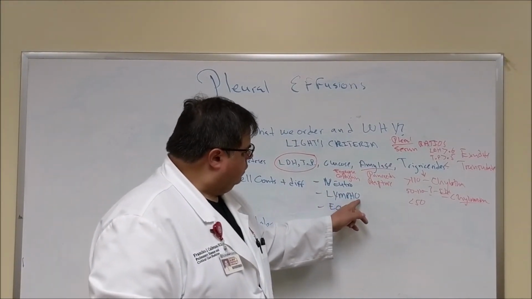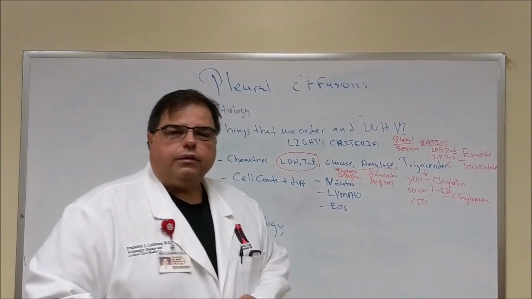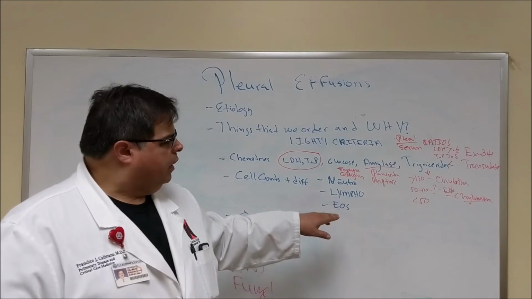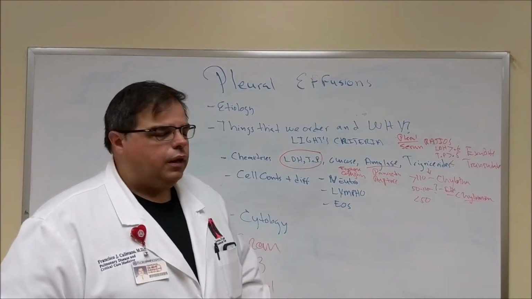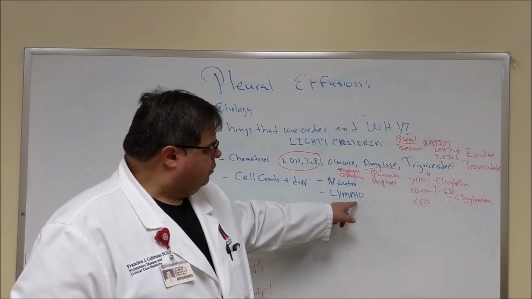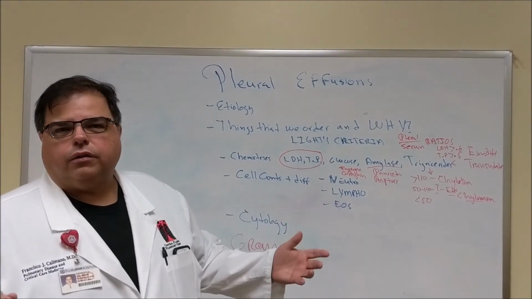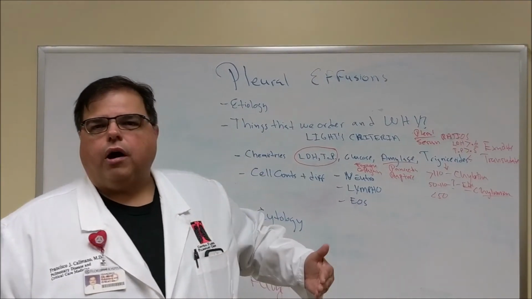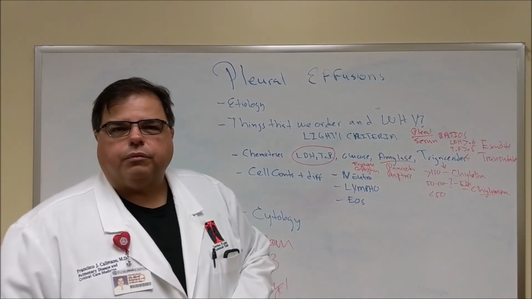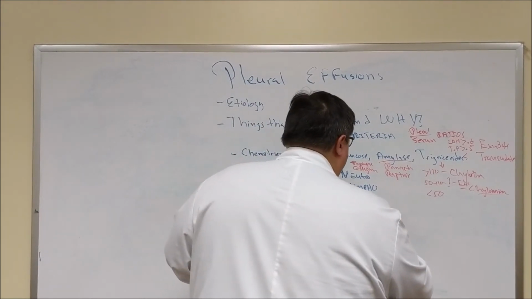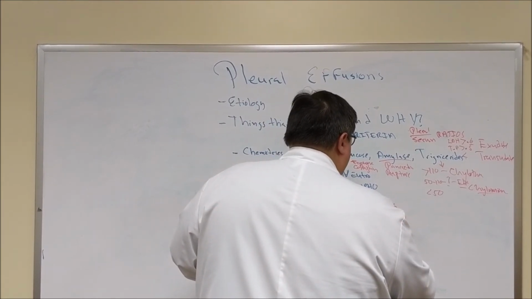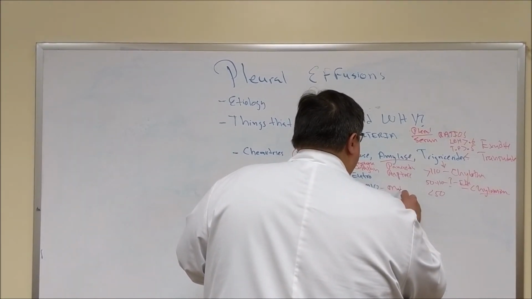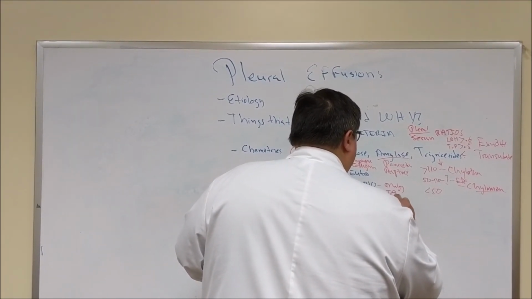Lymphocytic effusions usually pertain to malignancy, and nowadays we can also order some other specific studies for it. But lymphocytic effusions you can see with that. You can also see them in cases of tuberculosis as well. Eosinophilic effusions, you usually see with trauma and pulmonary embolism, okay? So trauma and pulmonary embolism, malignancy, and tuberculosis.